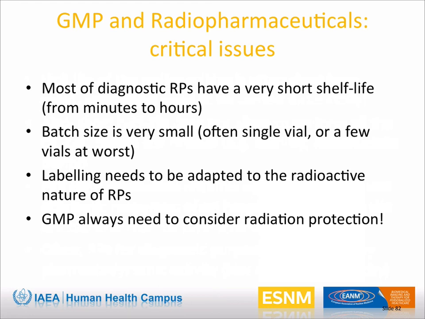Again, most diagnostic radiopharmaceuticals have a very short shelf life, from minutes to hours. The batch size of a typical radiopharmaceutical preparation is very small. Often it is a single vial or a few vials at worst. Also, the labeling of the vials, of the primary and the secondary container, needs to be adapted to the radioactive nature of radiopharmaceuticals. So, in conclusion, GMP needs to be adapted and suitably designed in case of preparation of radiopharmaceuticals.